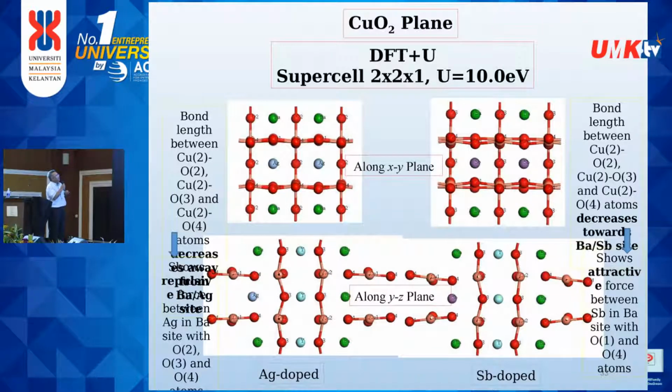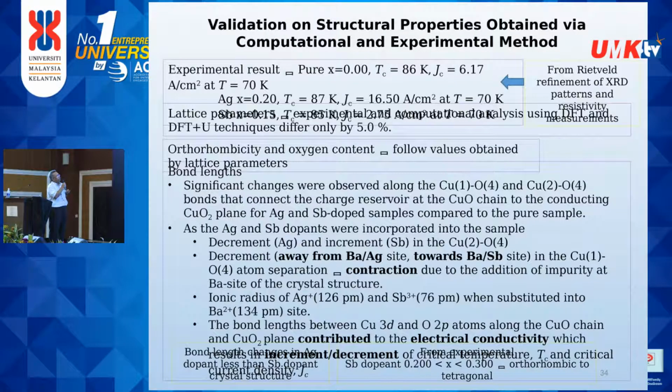Okay, so we want to validate on structural properties obtained by computation. These are experimental results with pure. TC is around 86 Kelvin, with JC around 6.17 ampere per square centimeter at T equal to 70 Kelvin. And for silver 0.2, TC is around 87 Kelvin. The TC, JC is about 16.5, which is higher than the pure.